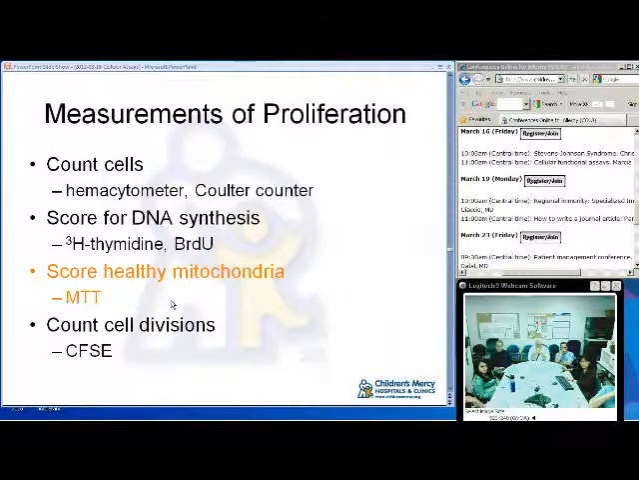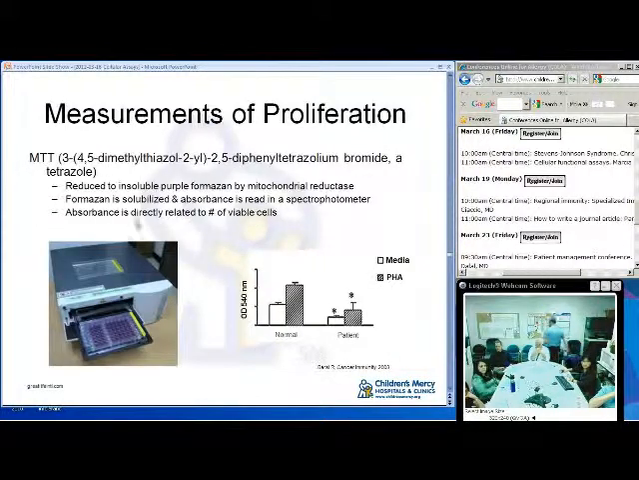Okay, so we can also measure proliferation by scoring for healthy mitochondria using an MTT assay. And MTT stands for this big compound here. The MTT is reduced to an insoluble purple formazan by mitochondrial reductase, and then that formazan is solubilized, and absorbance is read in a spectrophotometer, and the absorbance is directly related to the number of viable cells. And here's just the spectrophotometer, and this is an MTT.